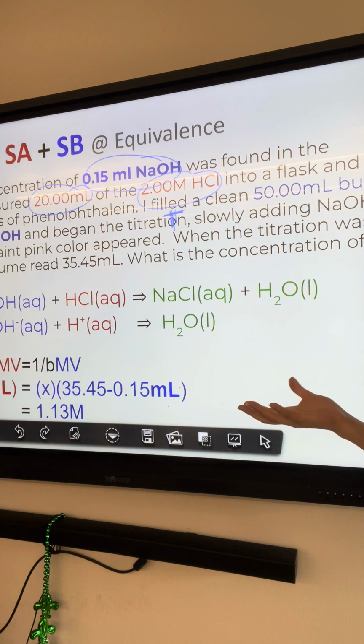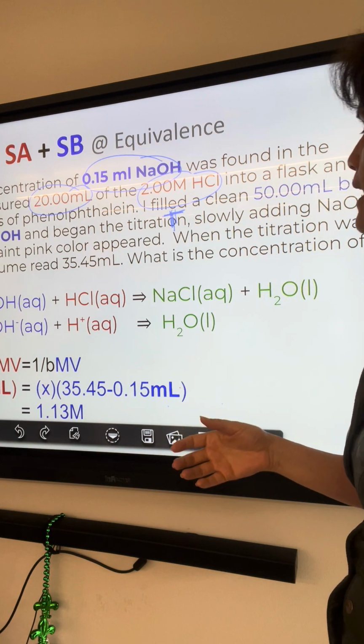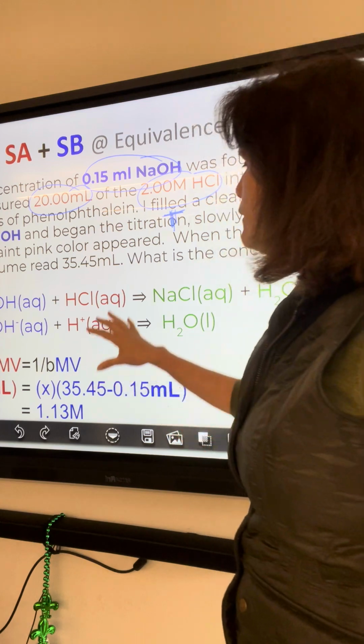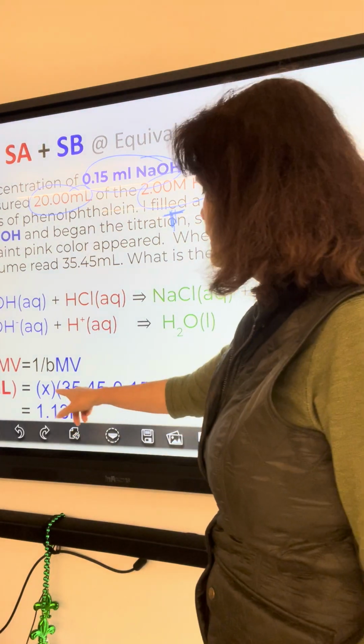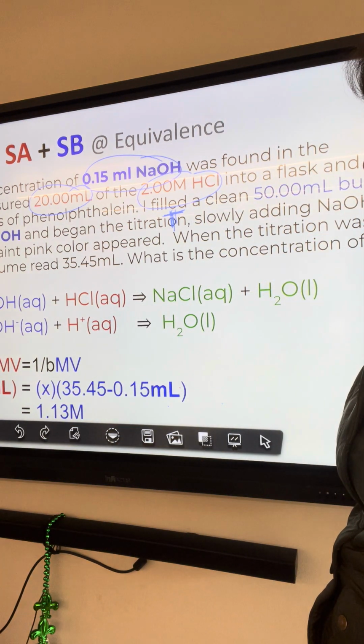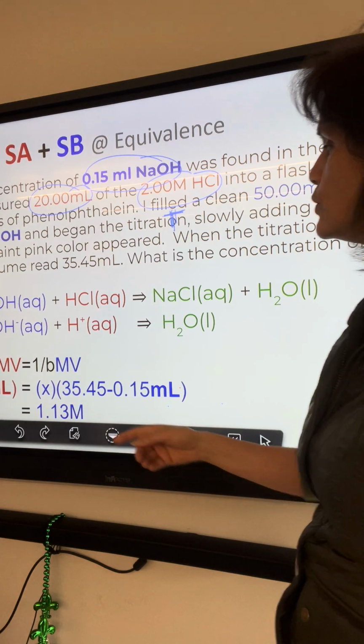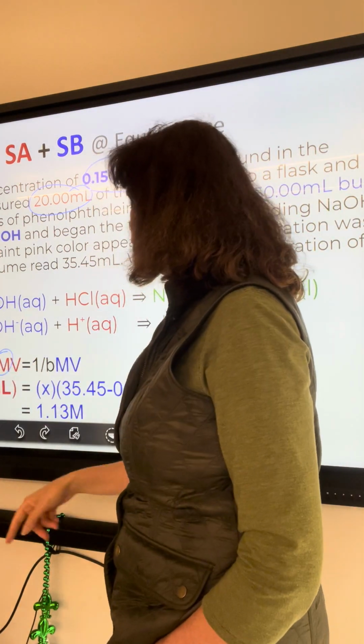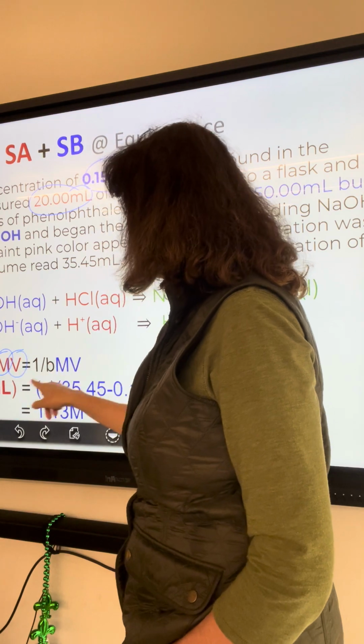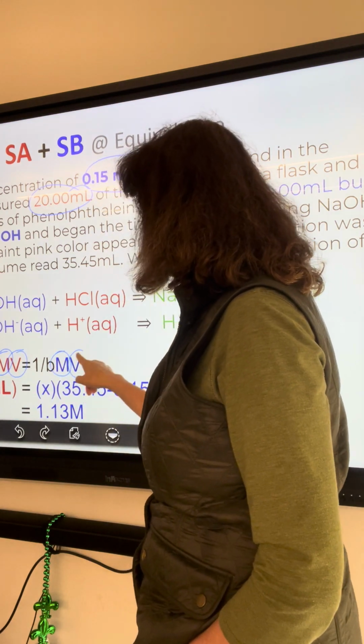And it doesn't have to be a titration, it can just be any problem. If you use boom boom, you will find whatever is missing, right? So if you are at the equivalence point, you can find the molarity of the acid, the volume of the acid, the molarity of the base, or the volume of the base.